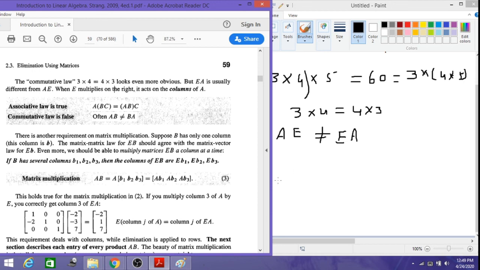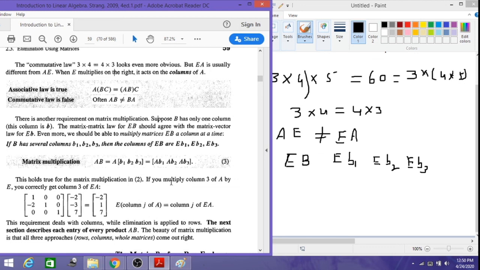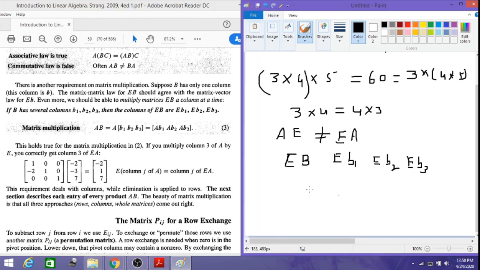So then we have to be very specific while writing here. So in the matrix form, when we write this as E into B, with B as a matrix, it means E times B1, then E times B2, then E times B3 columns. Okay, so a column at a time. So we are talking in terms of columns here, so it is a column at a time.